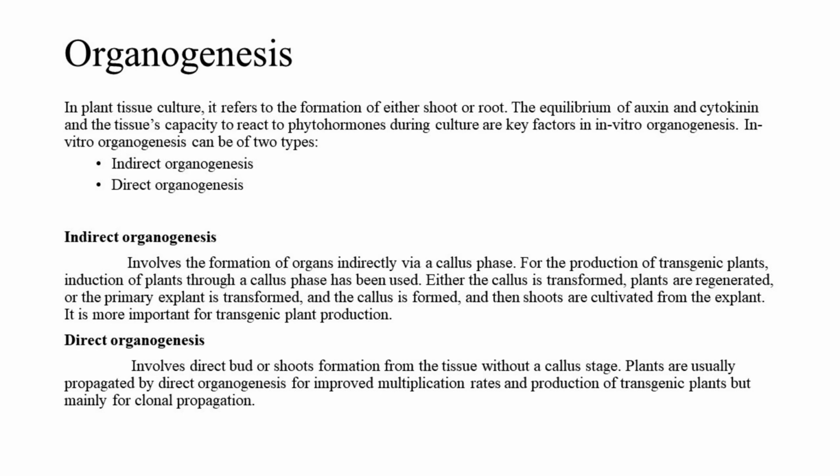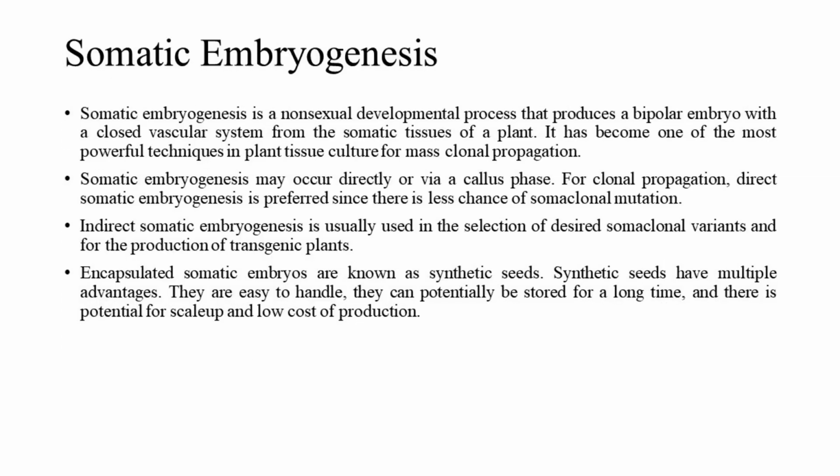Direct organogenesis involves direct bud or shoot formation from the tissue without a callus stage. Plants are usually propagated by direct organogenesis for improved multiplication rates and production of transgenic plants, but mainly for clonal propagation. Somatic embryogenesis. Somatic embryogenesis is a non-sexual developmental process that produces a bipolar embryo with a closed vascular system from the somatic tissues of a plant.